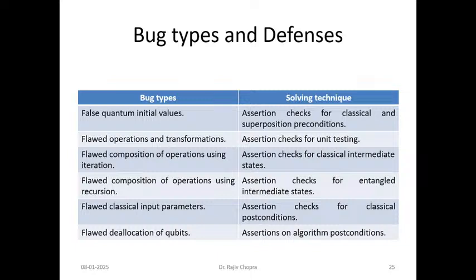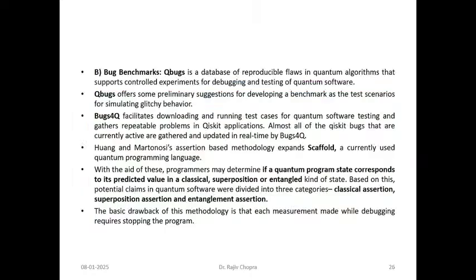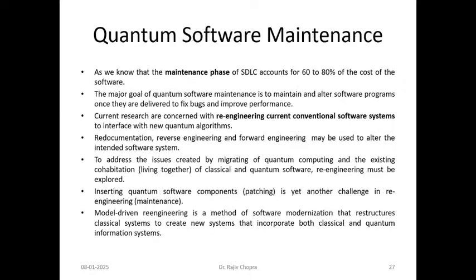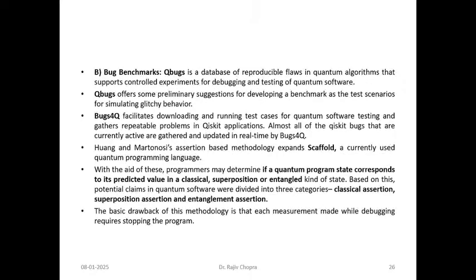Wang and Martonosi's assertion-based methodology expands Scaffold, a currently used quantum programming language. Wang and his team have used that. With the aid of these, programmers may determine whether the quantum program states correspond to their predicted value in a classical, superposition, or entangled kind of state. Based on this, potential claims in quantum software were divided into three categories: classical assertion, superposition assertion, and entanglement assertion. Now, the drawback of this is that each measurement made while debugging requires stopping the program.